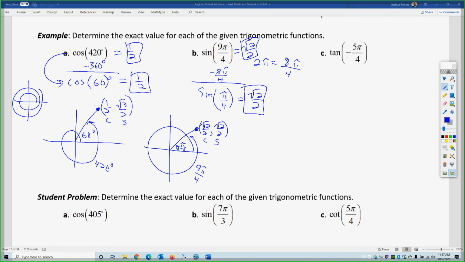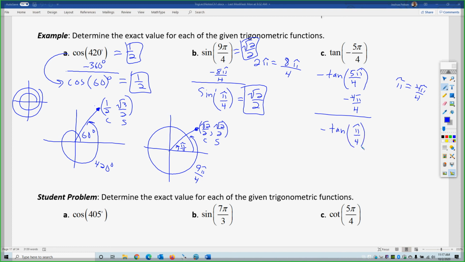Okay, last one. This one's going to use the odd and even rules, and it's going to use our periodic rules. So here, we can just put the negative on the outside, because it's an odd function, so I don't need to worry about which direction I'm going. And then tangent repeats every pi. Pi in this case is 4 pi over 4. So I can take out a 4 pi over 4. So I'm left with negative tangent of pi over 4.